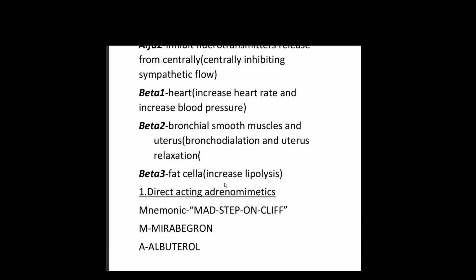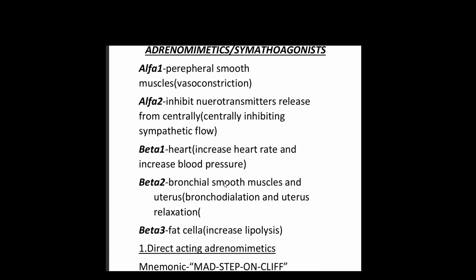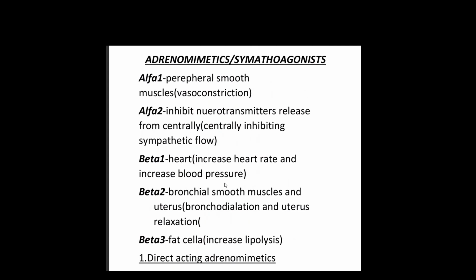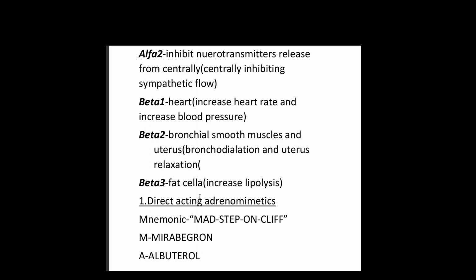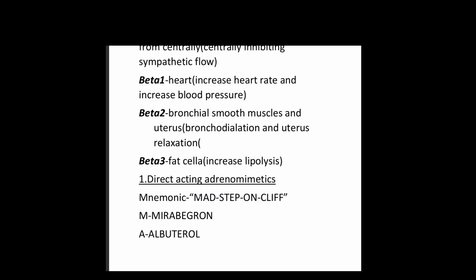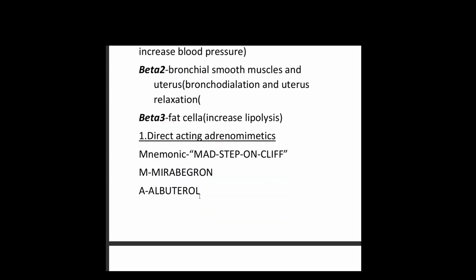So these are the main receptors: alpha 1, alpha 2, beta 1, beta 2, beta 3. Alpha 1 is in the peripheral smooth muscles. Alpha 2 inhibits central neurotransmitter release. Actually, it inhibits sympathetic flow centrally. Beta 1 is in the heart. Beta 2, very important, is in bronchial muscle. And beta 3 is in the fat cells.